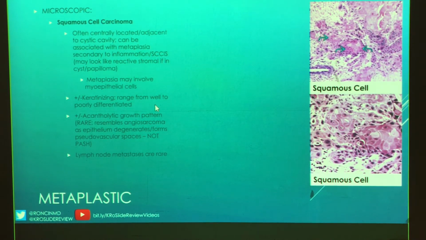For squamous, you have the entire range of squamous. So are they keratinizing, are they basaloid? Are they well differentiated, poorly differentiated? You can have acantholytic growth patterns. You can have things that resemble angiosarcoma, and things that look kind of like PASH. With these metaplastic lesions, though, your lymph node mets are actually really rare. So when we think about squamous cell carcinoma, it loves to go to lymph nodes. If you've done an ENT resection, I'm sure you found a lot of squamous cell carcinoma in lymph nodes.